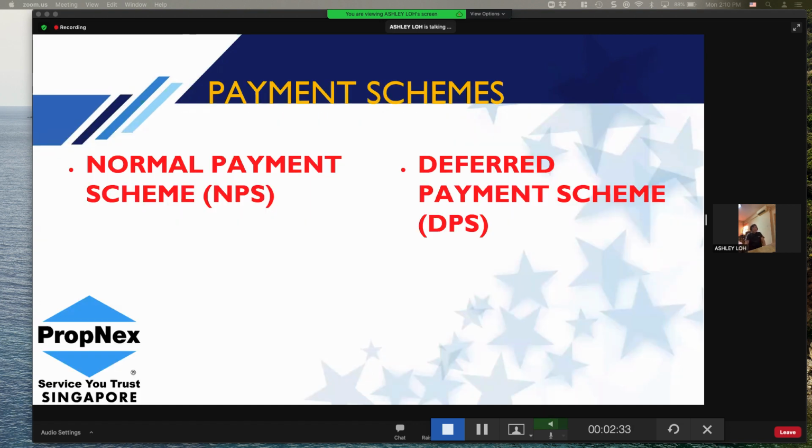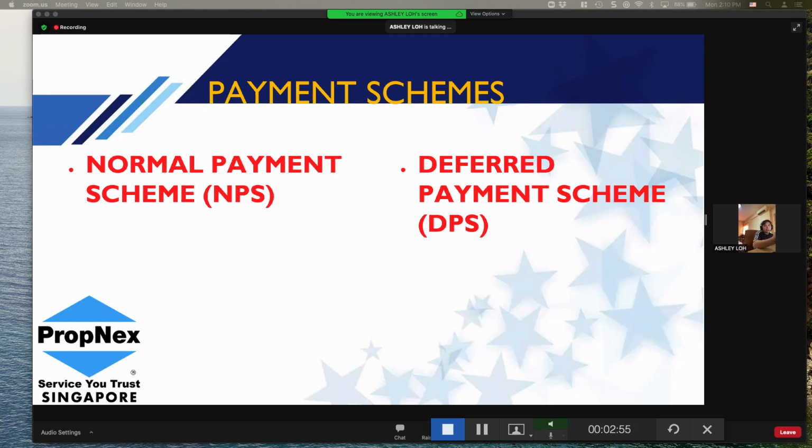For payment schemes for executive condos, just exclusively for executive condos, we have the deferred payment scheme, the DPS. But the normal payment scheme, NPS, is more or less exactly the same as the private new launch. Only executive condo will have the deferred payment scheme. So today I'll only be going through the normal payment scheme.